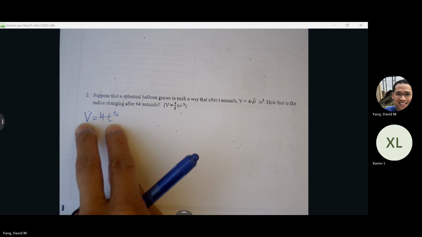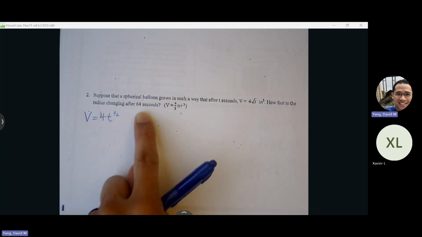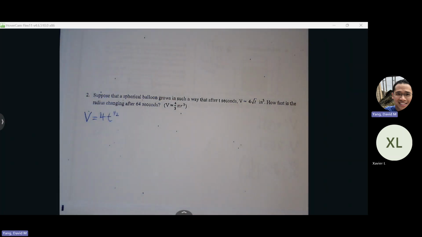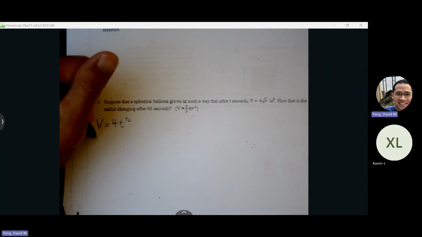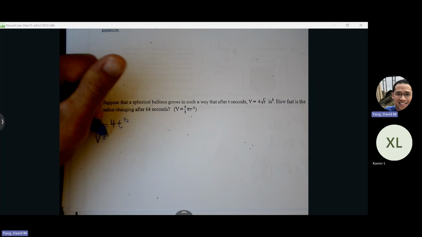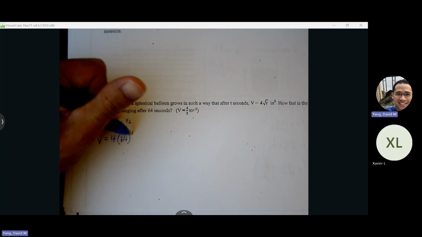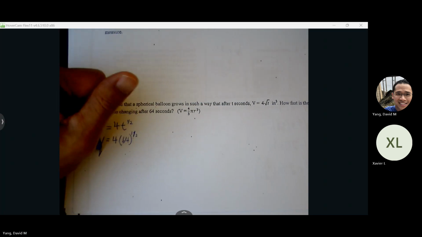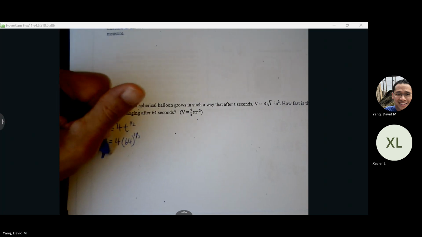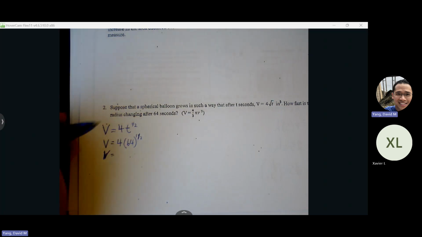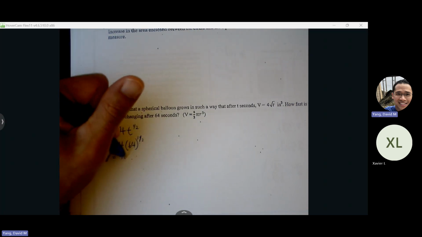So I'm going to gather some information here. I know that after 64 seconds, I can figure out the volume at that moment in time. So V of 64 is just 4 times 64 to the 1/2. The square root of 64 is 8, and 4 times 8 is 32.